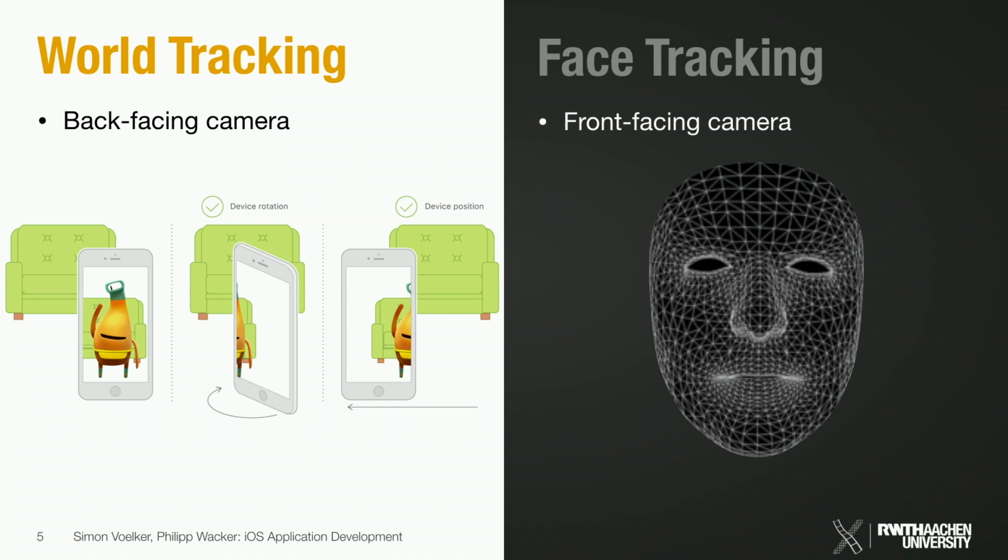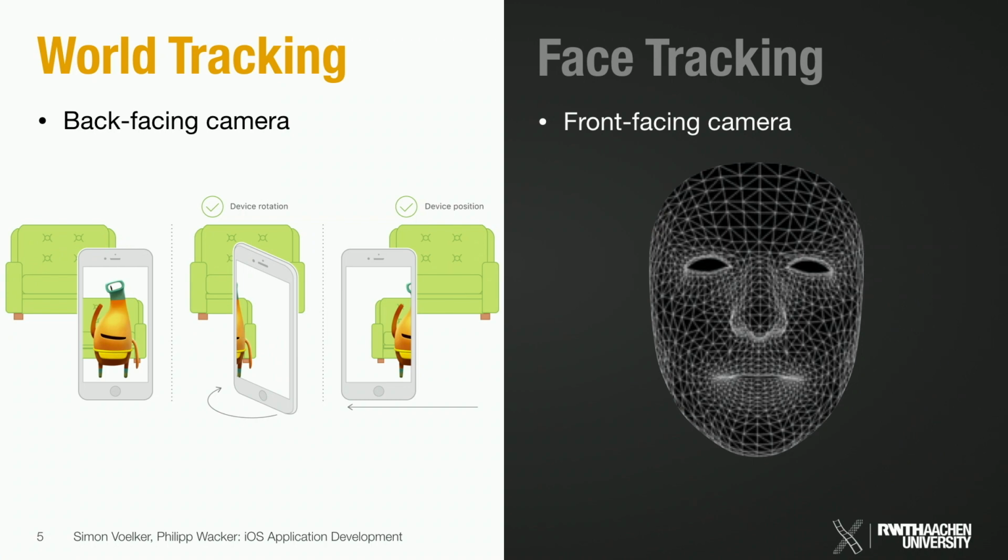And those are these different dimensions. With the back-facing camera, you have your world tracking, where you detect objects in the scene and the position of the camera looking at that. While with the front-facing camera, you can do face tracking, map the face, and get the movements of your face, so you can display Snapchat filters, stuff like that.